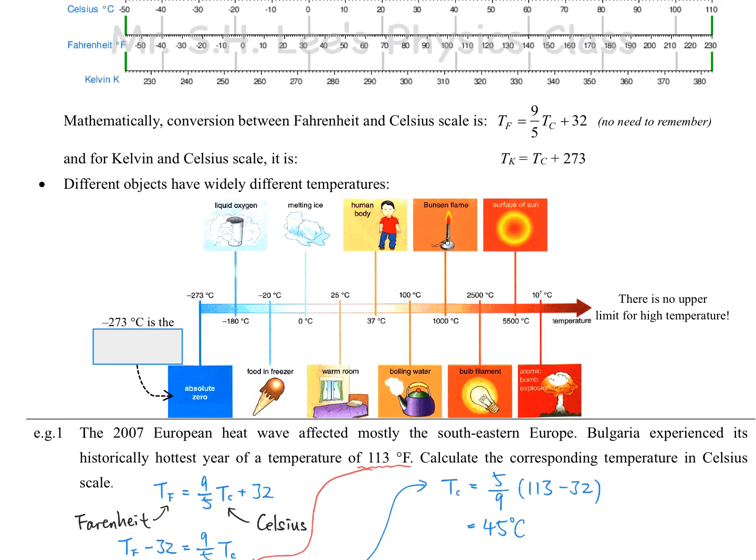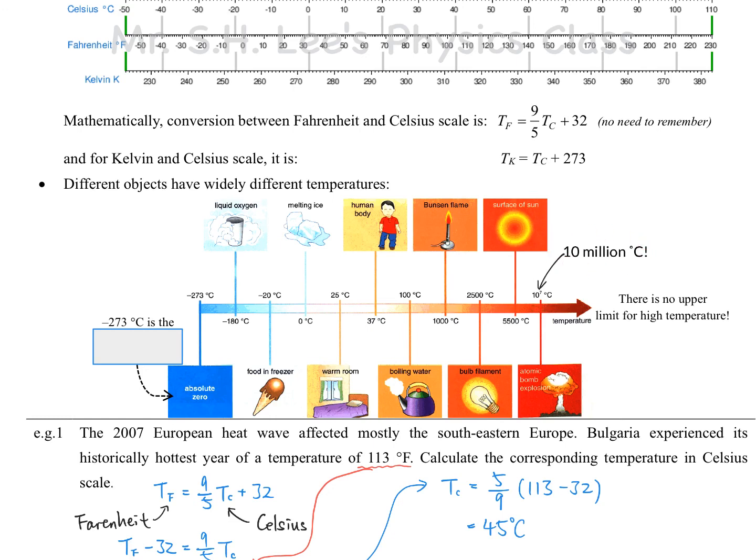Now let's take a look at this picture. You can see that there actually can be a huge difference of temperature between hot and cold objects. For example, the surface of the sun can be more than 5,000 degrees Celsius, and an atomic bomb explosion can reach 10 to the power 7 degrees Celsius. That is literally 10 million degrees Celsius.